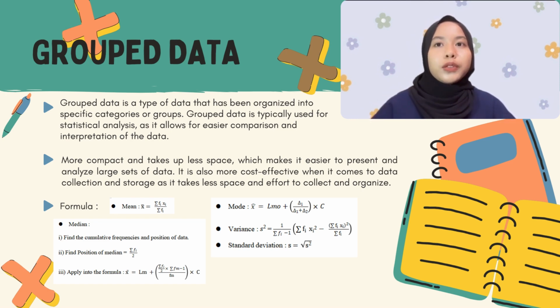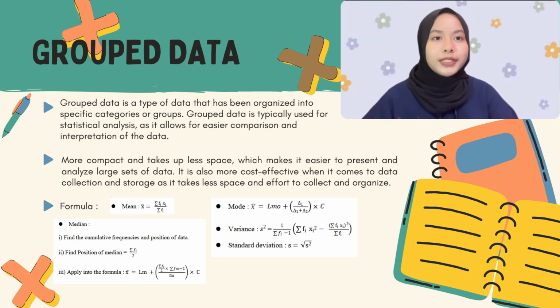For mode, we use the formula lower boundary of the modal class plus the difference between the frequencies of the modal class, divided by D1 plus D2, which means the difference between the frequency of the modal class and the frequency of class 1, and the difference for class 2, and then multiply them with the class width. For variance, we use the formula given below, and standard deviation is just the square root of the variance.